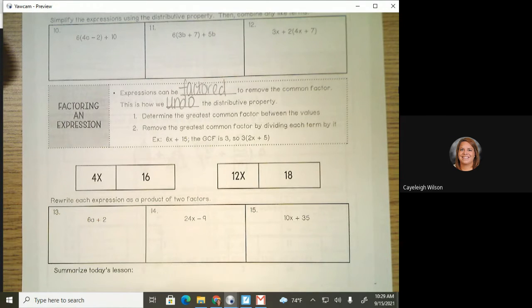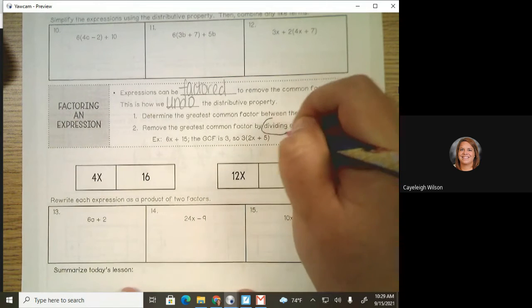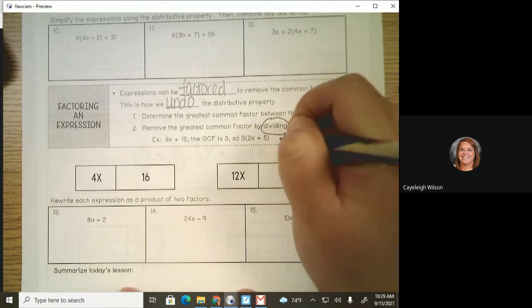Okay, so it says the two steps that we're going to follow. Determine the greatest common factor between the values, and then we're going to remove the greatest common factor by dividing each term by it. So let's circle dividing and star it. That's very important. To undo it, we're going to divide out the greatest common factor.